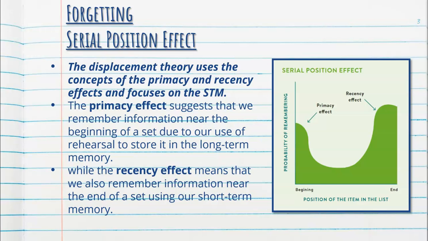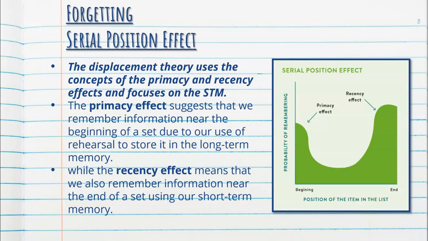So in other words, if we're presented with a list of words, we're more likely to remember the first, let's say, 2 or 3, because we've got the time to then code them or store them into our long-term memory. Now, the recency effect means that we also remember information near the end of a set because of our short-term memory. So it's the most recent information, hence the term. What this really theorizes is that we're more likely to remember information at the beginning and at the end and have less recall in the middle. So if we have a list of 10 words, for example, we're much more likely to remember the first 2 or 3 and then the last 2 or 3, but find difficulty remembering the ones in the middle.